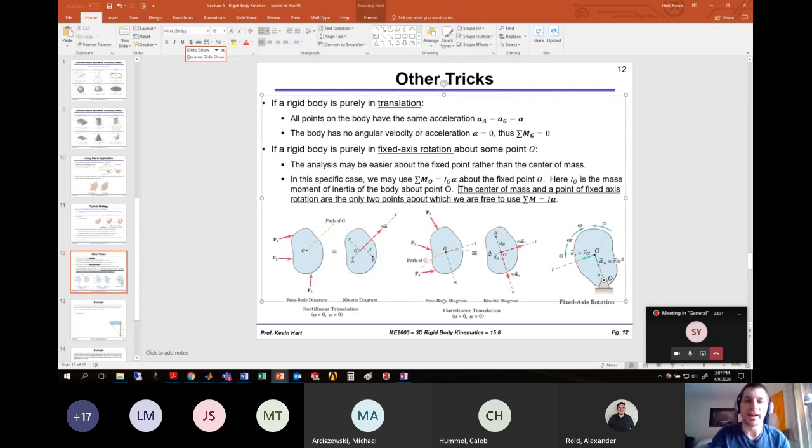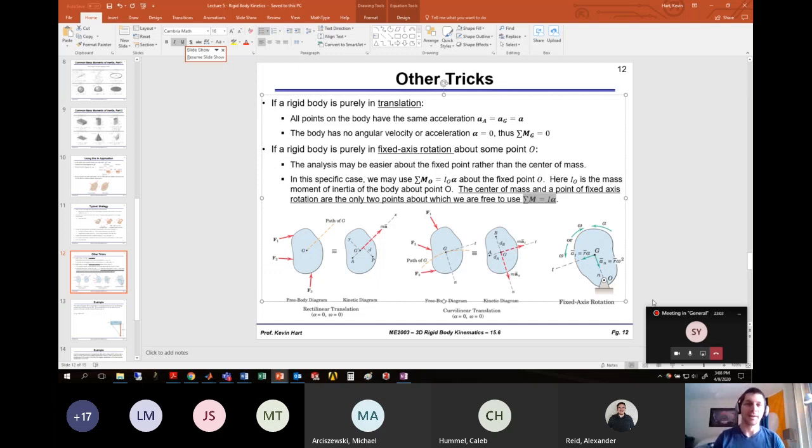So the takeaway is that the center of mass and a point of fixed axis rotation are the only two points about which we're free to use this general equation, the sum of the moments equals I alpha. But if you're using this equation about a point with fixed axis rotation, let's say in this particular figure, this point O, you have to make sure that the mass moment of inertia is selected appropriately, meaning that you're taking the mass moment of inertia of the body about point O, not its center of gravity.